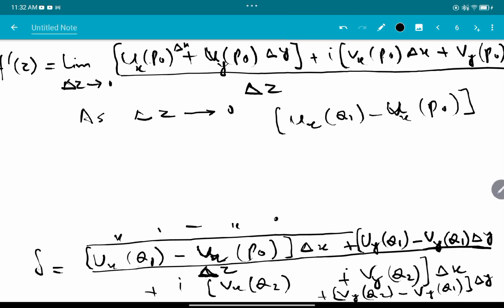Into delta x by delta z. Delta x by delta z. Now, my dear students, just check it and see. As delta z tends to 0, will ux at q1 tend to ux at p naught? Yeah, that is to be seen.